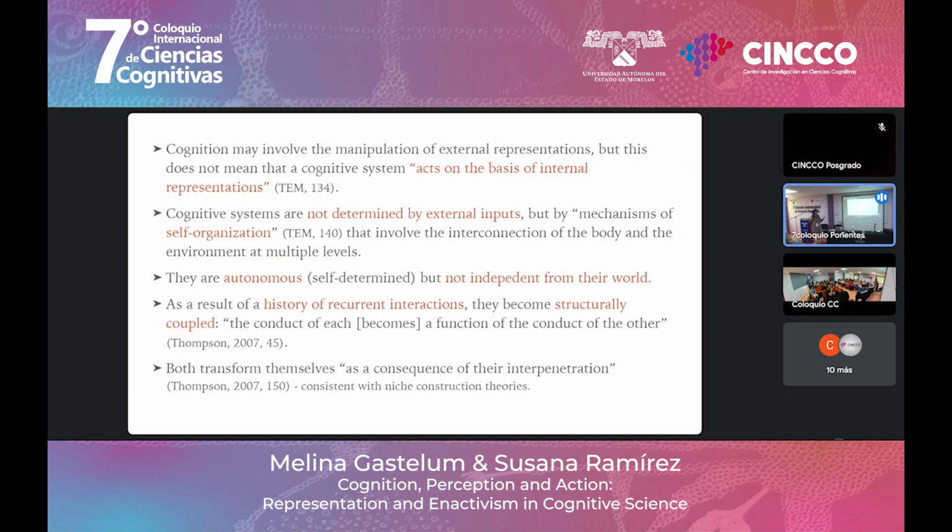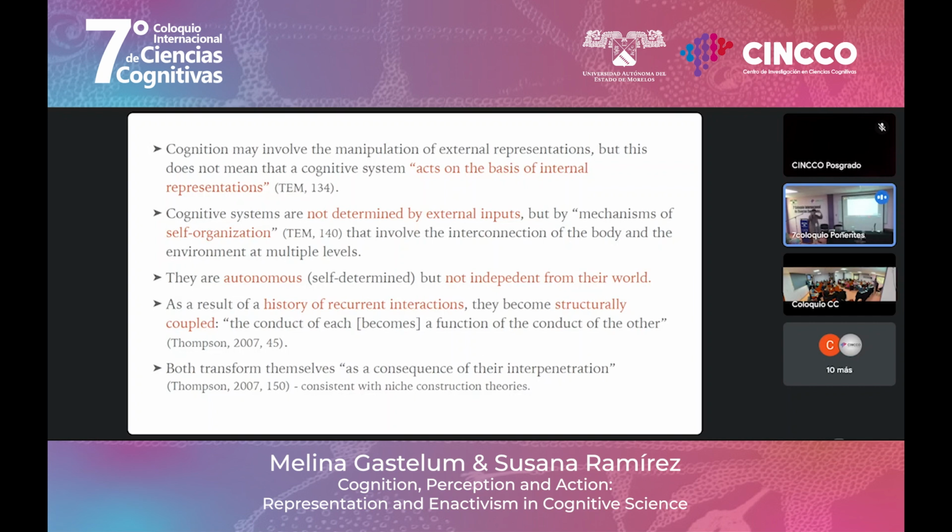They depend on them at multiple levels, like for eating, for engaging with others, learning. Also, as a result of a history of recurrent interactions, which we can take ontogenetically but also phylogenetically, they become structurally coupled with their environment. So what does that mean? And that is very important: the conduct of each of the things that we interact with and the agent become a function of the conduct of the other. So variables in the environment are parameters for the organism, and it can be the other way around for some processes. And in this process, which is very important for this approach, both transform themselves.